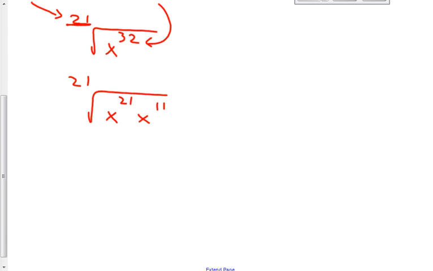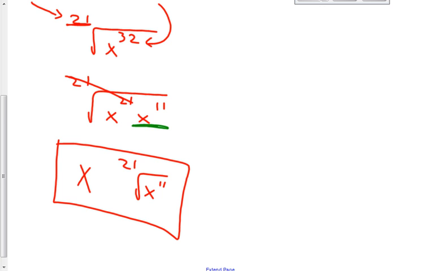So now, what is the 21st root of x to the 21st? X multiplied by itself 21 times is x to the 21st. So these cancel out, and you just get x raised to the 1st power. And what's left underneath the radical? X to the 11th. So we have x times the 21st root of x raised to the 11th. And there is my answer for the next one. Hopefully you got that exact same thing.